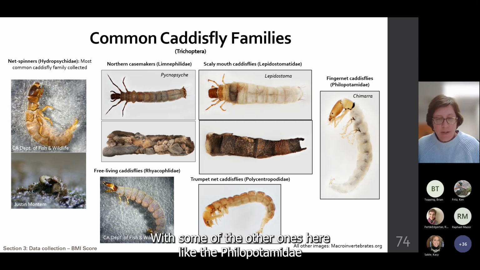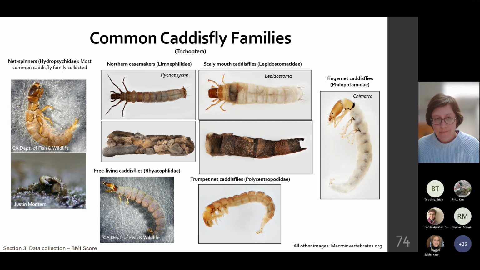With some of the other ones here, like the Philopotamidae, and then the trumpet net caddisflies making their little nets, or the free living ones, the Rhyacophilidae here.